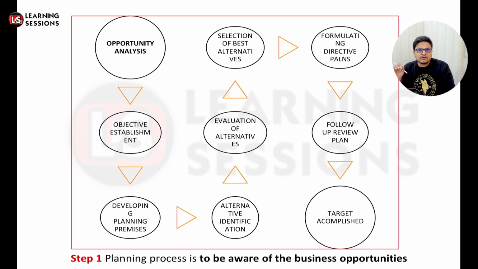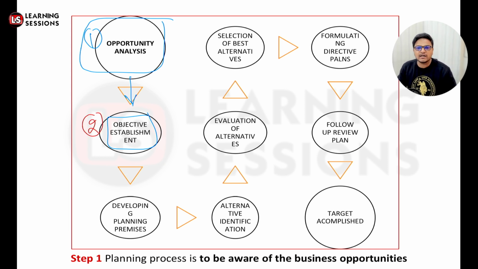So it says, first of all, it's related to opportunity analysis. Whatever opportunity is available, you are going to assess that. After that, once you have established your objective, that this thing is to be done, you have to plan accordingly. So it's related to objective establishment. This is the first thing, and after that this is the second thing. And third, it's related to planning the premises, that is, what things are to be done.